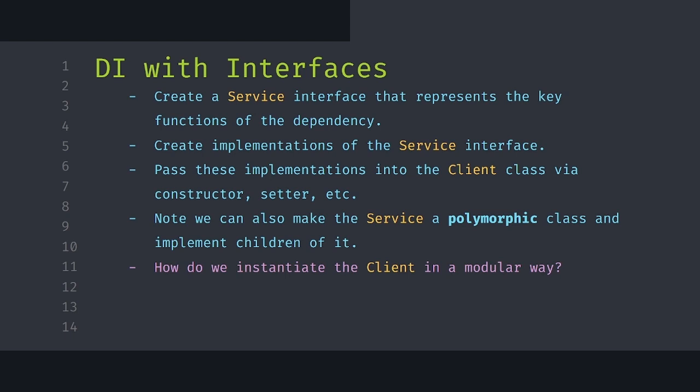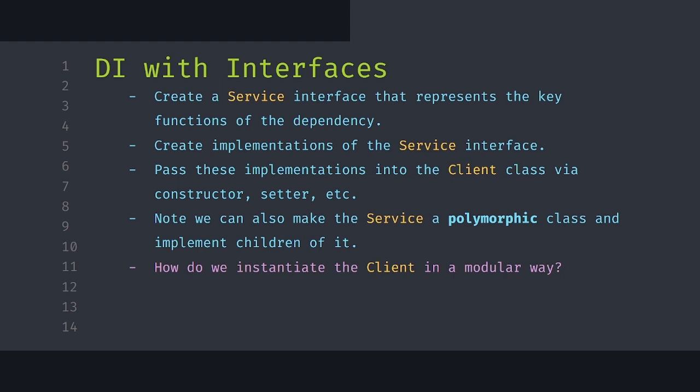So we would create a service interface that represents the key functions of a dependency. So if it's a wheel, you might take out a function like drive. You would then create implementations of this interface, or as we've seen in the previous diagram, sometimes it's the injector's job to create these implementations. It doesn't matter which way you do it. Then you'll pass these implementations into the client via one of those constructors or setters that we have seen.